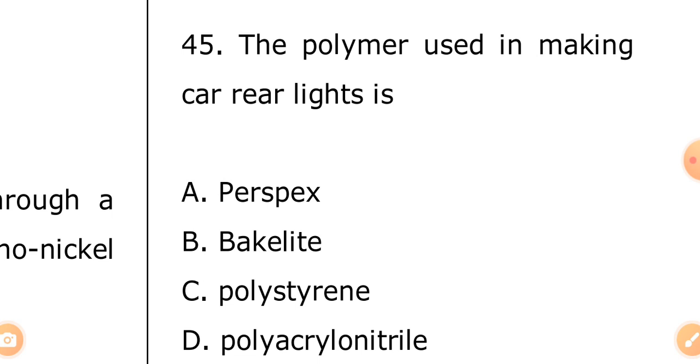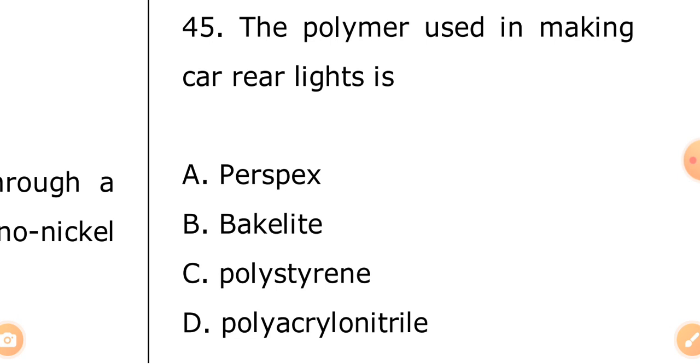Okay? 45. The polymer used in making car rear lights is dash. The polymer used in making car rear lights is dash.